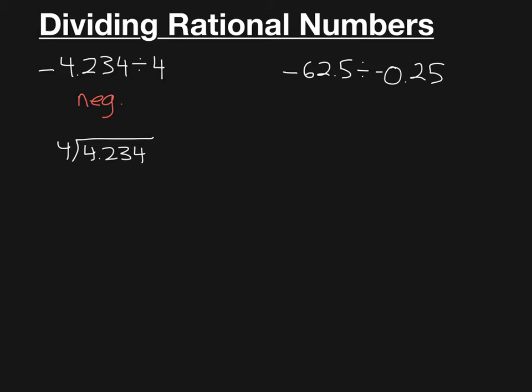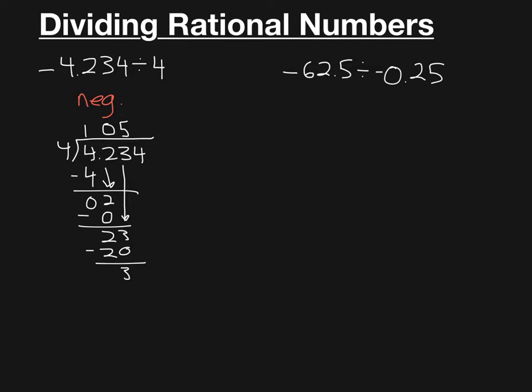I know 4 goes into 4 once. 1 times 4 is 4. I put that there. I subtract. I get 0, and bring the 2 down. Now 4 doesn't go into 2 at all, so I'm going to have to put a 0 there. 0 times 4 is 0, and 2 minus 0 is 2. Bring the 3 down, and now I have 23. 4 goes into 23 5 times, because 5 times 4 is 20.